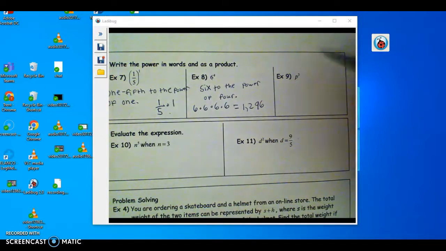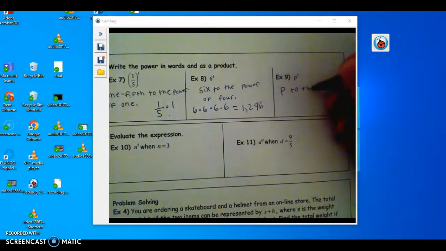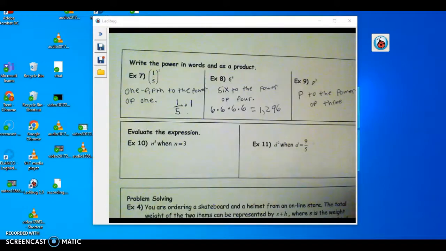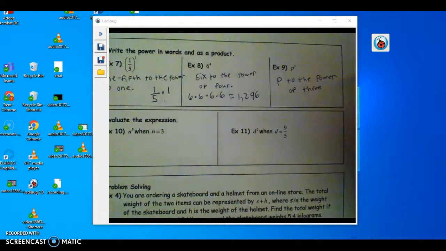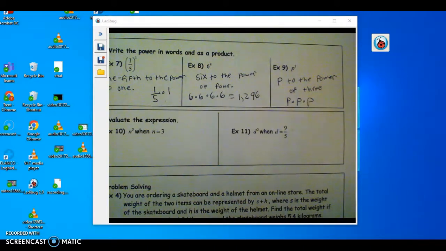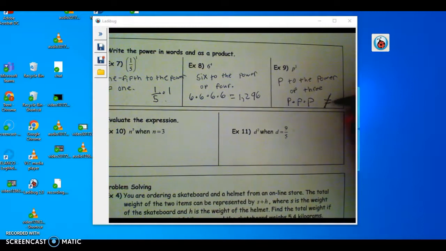Example 9, we have p to the power of 3. So p to the power of 3, which just means it is p times p times p. Right, not 3p. P times p times p. Okay, that is equal to p cubed, not 3p. That does not equal 3p. Not 3p.